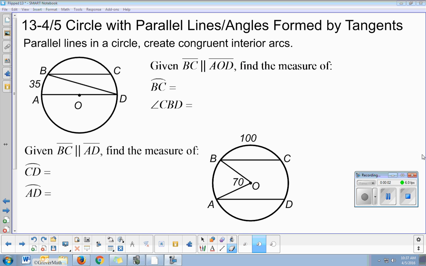Geometry, Unit 13, Sections 4 and 5. Section 4 is circle with parallel lines, and Section 5 is angles formed by tangents. So we're going to discuss both of these concepts in this video.